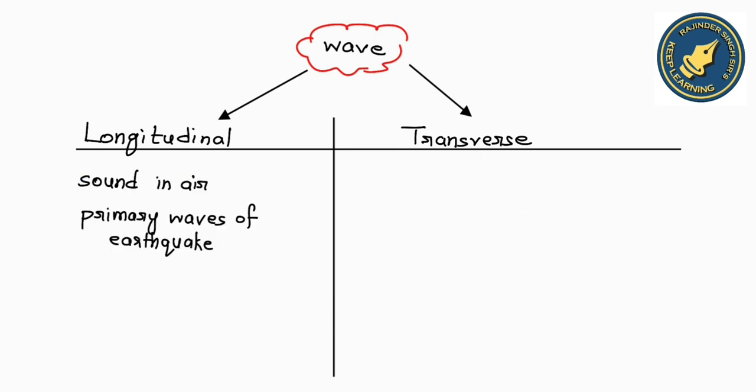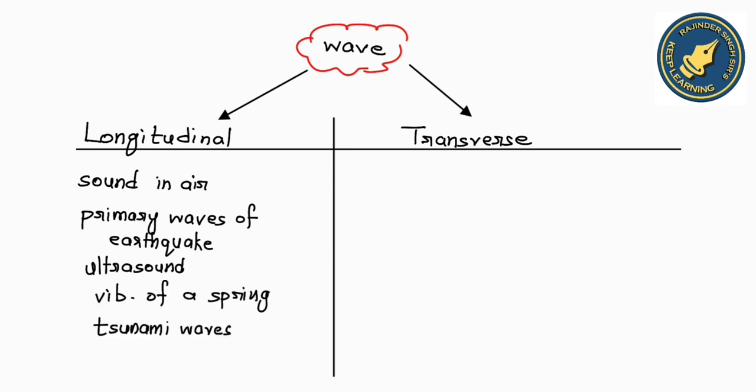Examples of longitudinal waves: sound in air, primary waves of an earthquake, ultrasound, vibration of a spring, tsunami waves. So these are all examples of longitudinal waves.